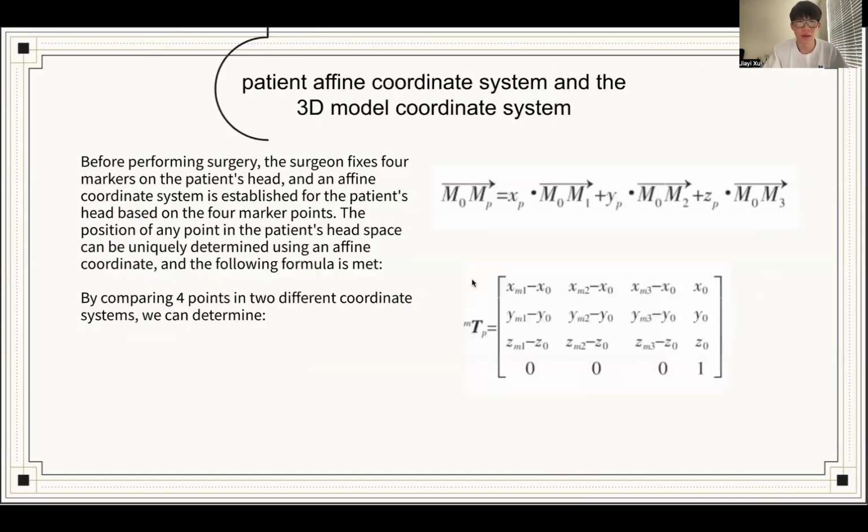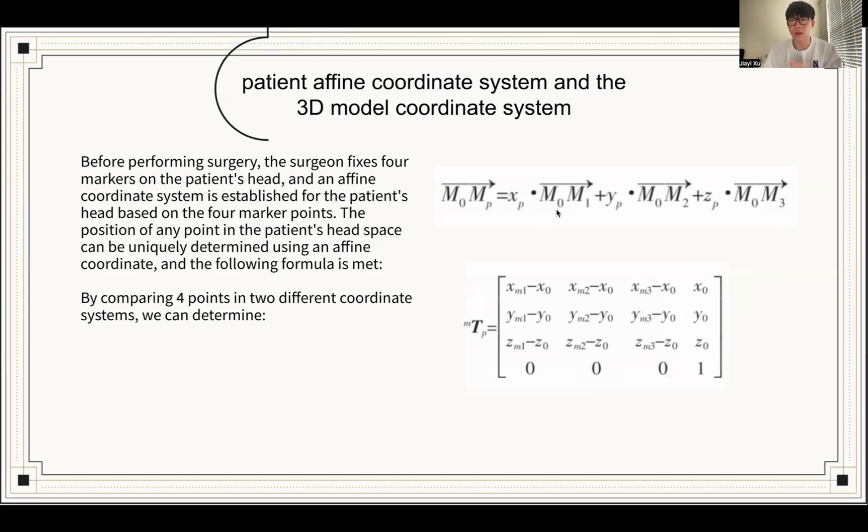So first is the patient affine coordinate system and the 3D model. Before performing the surgery, the surgeon will fix 4 markers on the patient's head, and these 4 markers will be detected by a camera. Since we mark these 4 markers in advance, we could use red dots or something, which should be easily detected. Knowing the position of these points in the patient head space, the affine coordinate system can be uniquely determined using the formula we can see here.